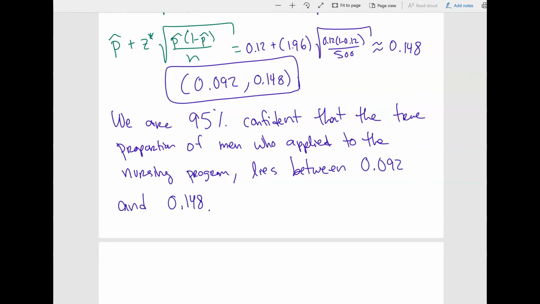0.148. Alternatively, if you want to think about it in terms of percentages, the true proportion is somewhere between 9.2% and 14.8%. So somewhere in there is the true percentage of men who apply for this nursing program, which is a little low, but we are 95% confident. It's somewhere in there. We don't know what it is, but here is how confident we are. Okay.